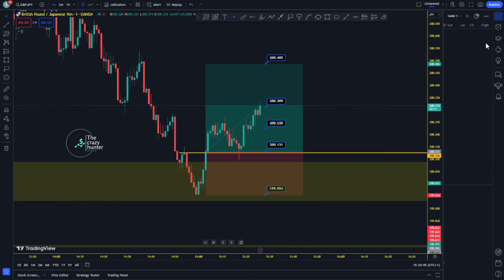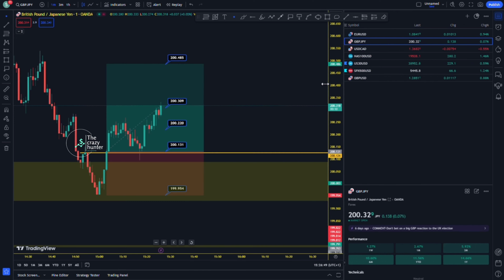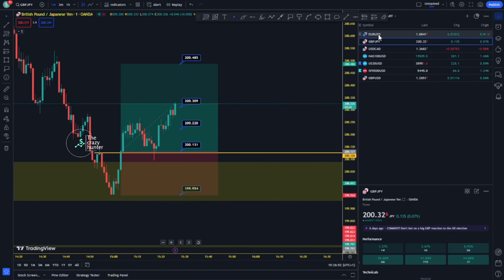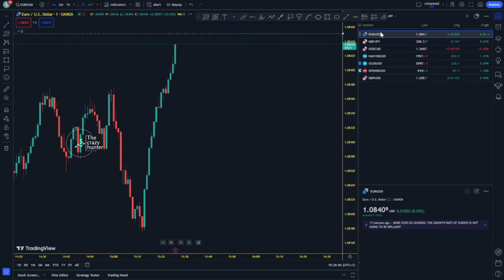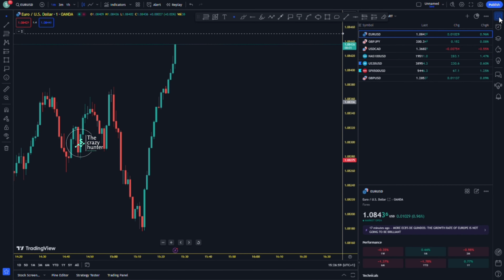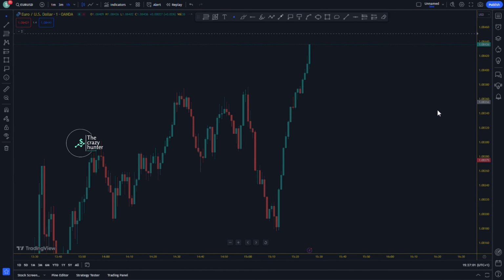I also have a couple of trades that I'm currently looking at right now, so I'll show you guys. I'm looking at Euro USD and also USD CAD. Okay, but first let's talk about the Euro USD. Let me show you guys what I'm looking for today.